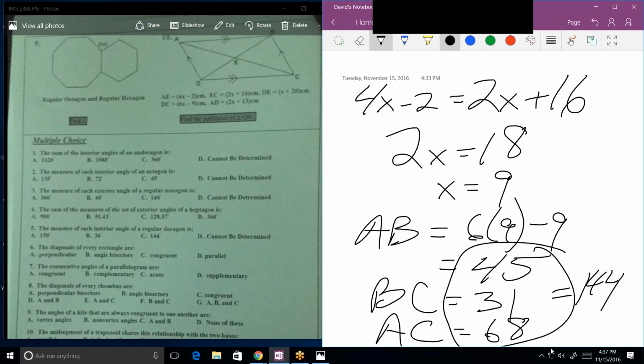The sum of, okay, I think a decagon is 11 sides. So 9 times 180. 1620, right? Yes. Okay. The measure of each interior angle. So 6 times 180. What would be that? That'd be 1080. Yeah, 1080 divided by 8. That would be 135, right? Yes.